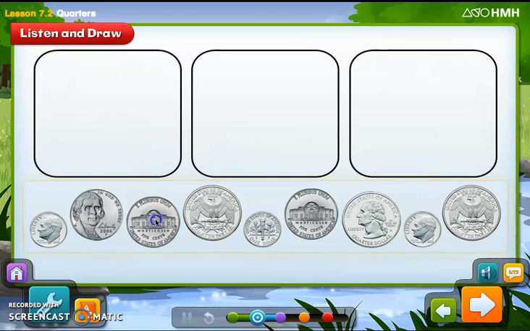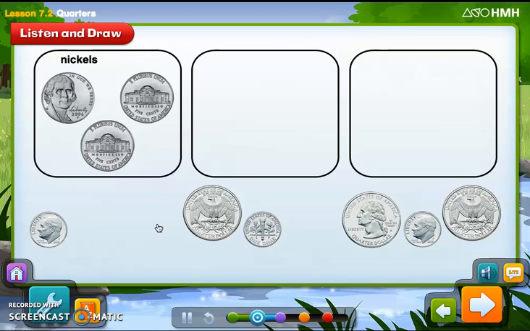Okay, so right now we're just going to put all the nickels in the box. The 3 coins in the first box there are nickels. This is the front of a nickel. This is the back of a nickel. Each nickel has a value of 5 cents.